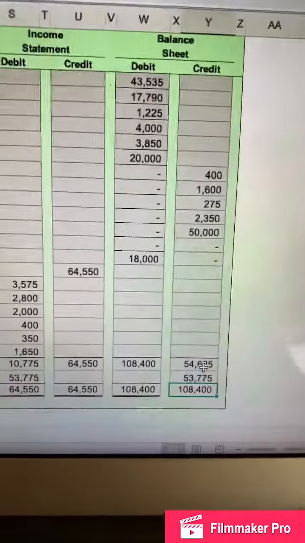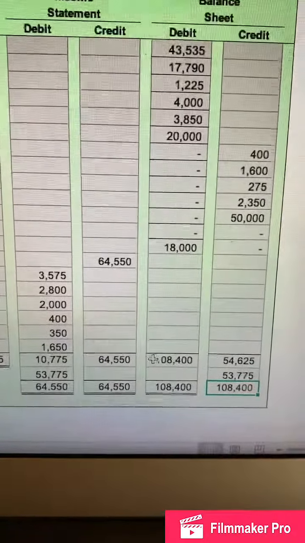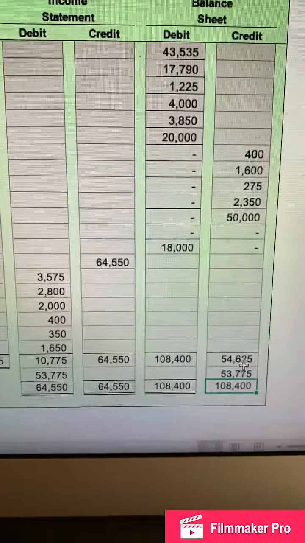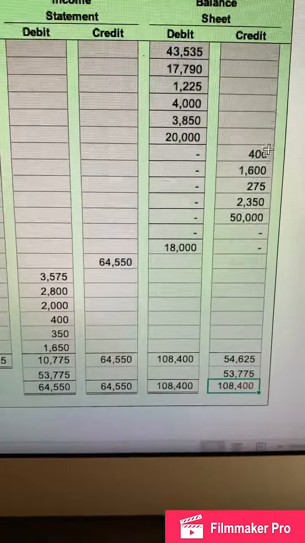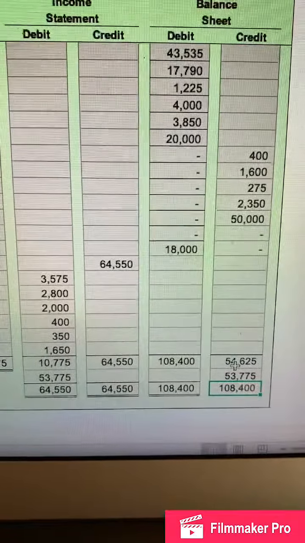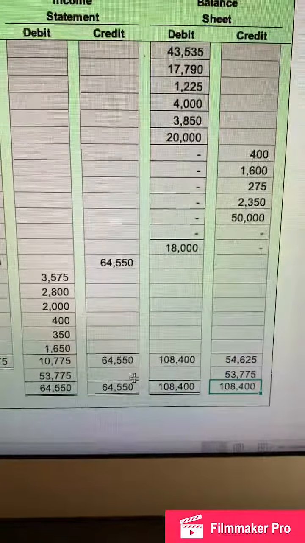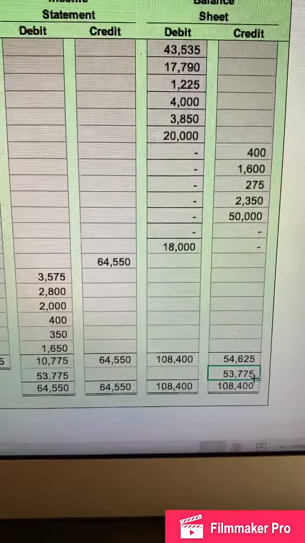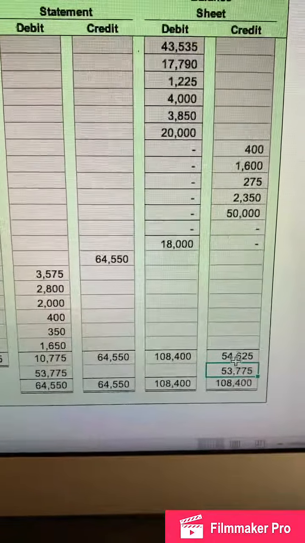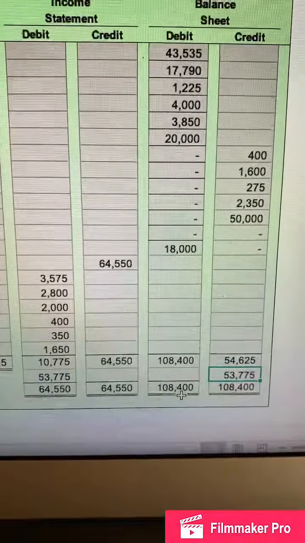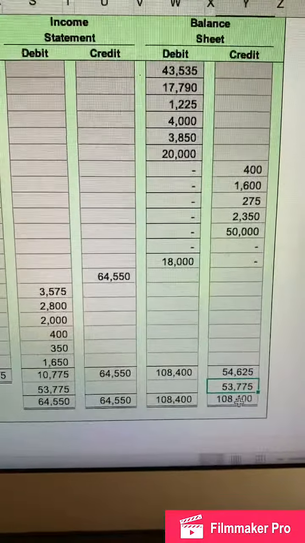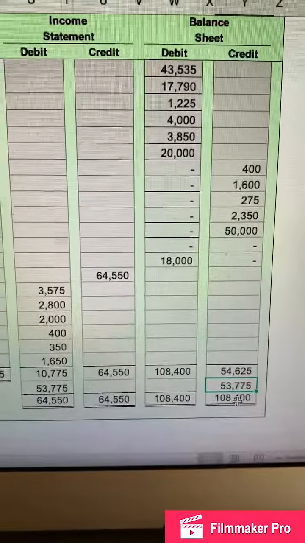Okay, so next I went through and I totaled this column right here, 108,400. I also totaled this column as well, and I got 54,625. Now this value is our net income, so I just put net income there. So then I added those up vertically, 108,400. 108,400. So our balance sheet balances. So we are doing good.